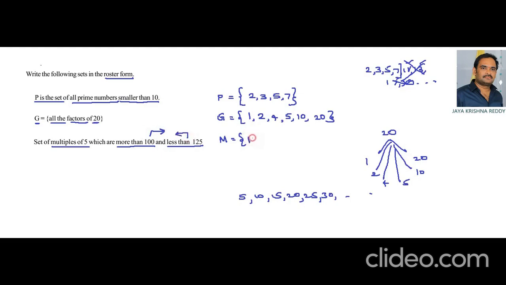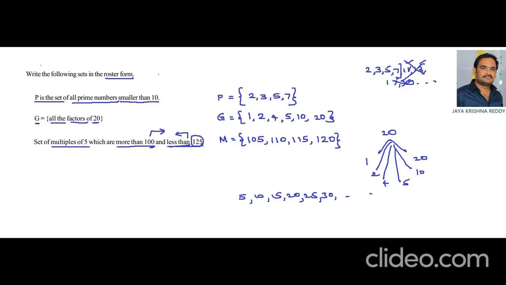So we can write the multiples start from 105, more than 100. So you should not take 100. 105 and 110, 115 and 120. You should not take even 125 also, because he is saying less than 125, not equal to 125. So the set elements are 105, 110, 115 and 120.